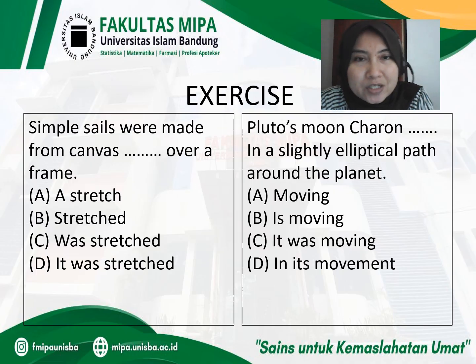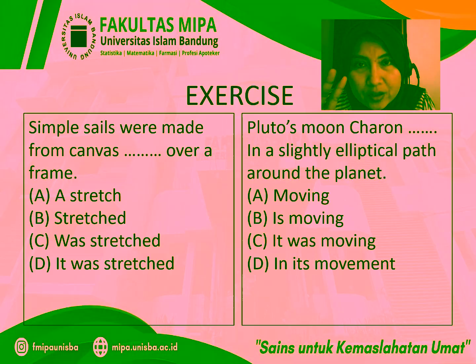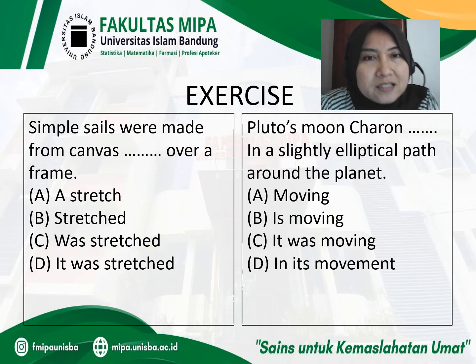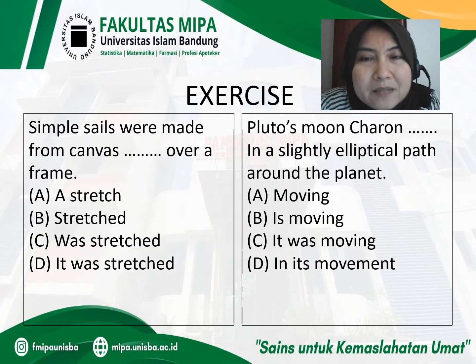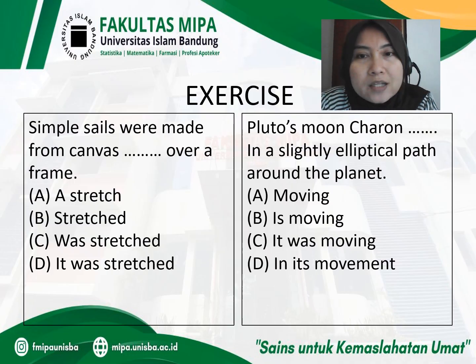Now let's practice strategy 4, past participle or V3, with this exercise. The sentence is, simple cells were made from canvas, stretched, over a frame. First, identify the main subject and the verb. Do you see any subject and a verb? Yeah, the subject is simple cells and the main verb is were made. So this means the sentence already has a complete verb in the passive form. So we do not need another main verb.